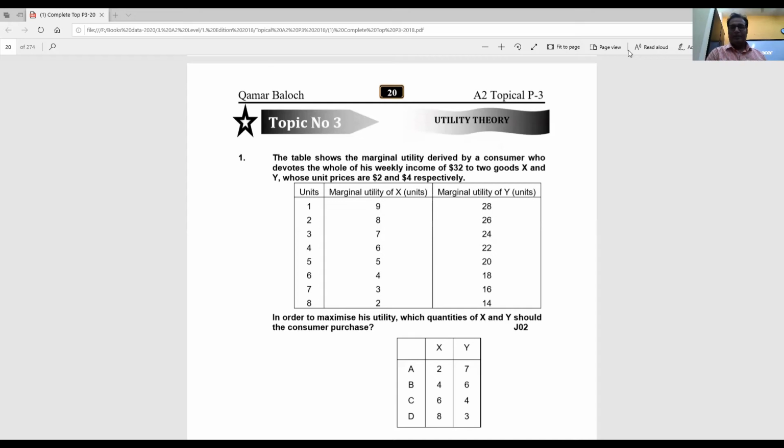Hello everybody. Solving MCQs for utility theory is a really tricky job, and I'm going to let you know the trick you can use to solve MCQs relevant to utility theory.